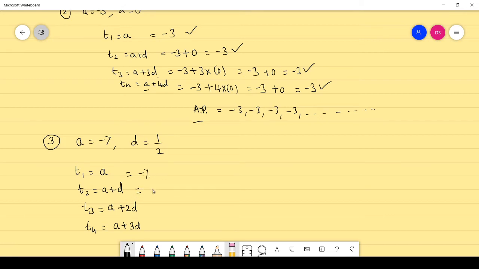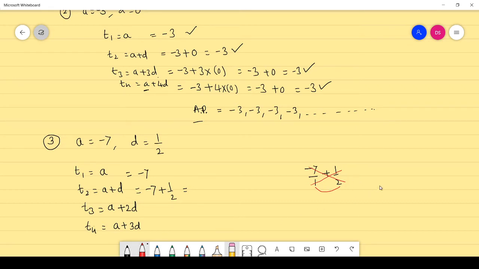Now what is the second term? That is a plus d. A is minus 7, plus d is equal to what? 1 by 2. Now just simplify this. Minus 7, nothing is there in the denominator, so take it as minus 7 by 1 plus 1 by 2. Cross multiply it, that means multiply this minus 7 into 2, multiply this 1 into 1, and in the denominator multiply 1 into 2, right?